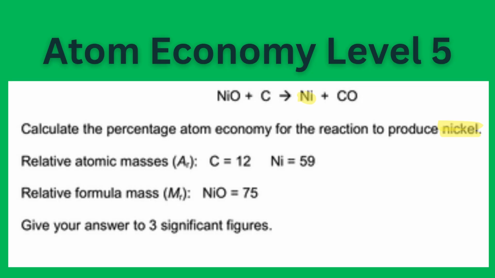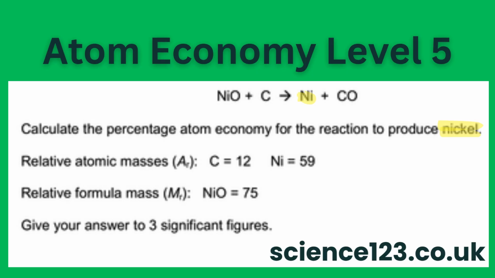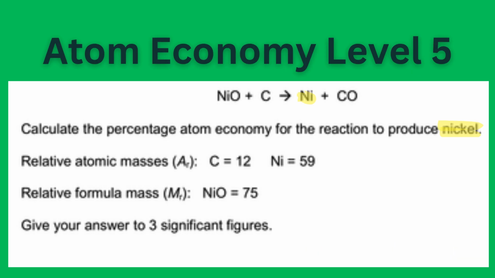The useful product in this question is nickel, and the atoms in the carbon monoxide are therefore wasted. To calculate the atom economy, we need to compare the relative atomic mass of just the useful nickel with the total of all the atoms present. These are shown in the balanced equation. In a chemical reaction, atoms are not created or destroyed. They just rearrange. It therefore does not matter whether we use the total mass of the atoms of the reactants or the products in our calculation, as they are the same.